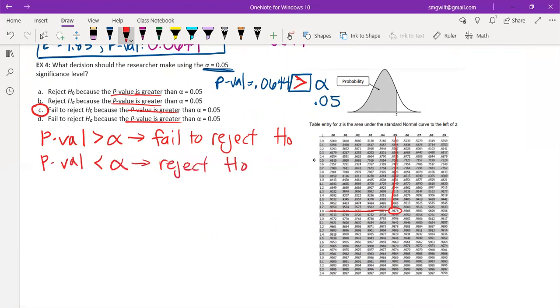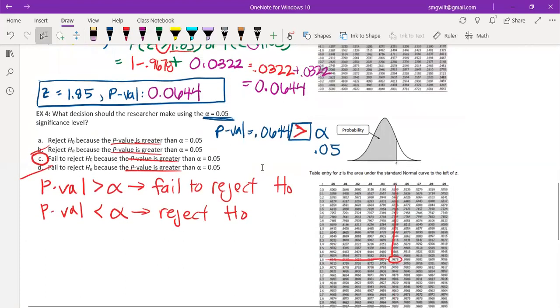So you should automatically be able to eliminate anything that has alternative hypothesis. You don't reject the alternative hypothesis. So the only two possible answers were A and C, just knowing that we always work with the null hypothesis, not the alternative. So that is the lesson for 9.2. And that covers all of the different types of problems that you will see in the quiz.